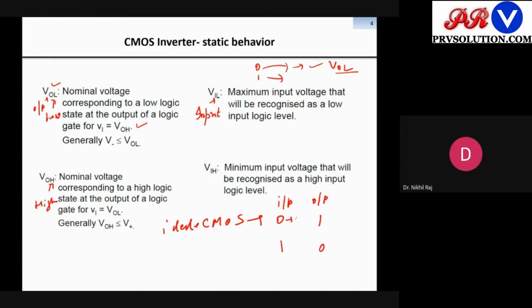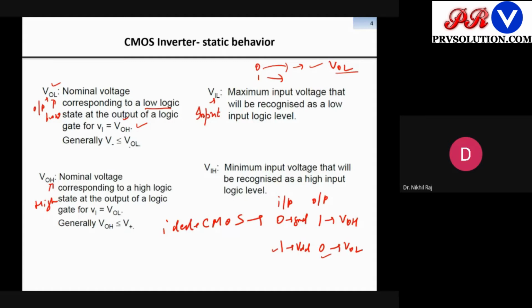Now what is 0 here? 0 means ground, and 1 means your supply. But due to noise, we cannot get a strong 1, a weak one comes. Whenever the weak one comes, you can call it VOH, the output is VOH, and when a weak 0 comes, we call it VOL. So that's the definition: VOL is the weak 0, which can be considered as a low logic, and it is generated at the output when the input is high.